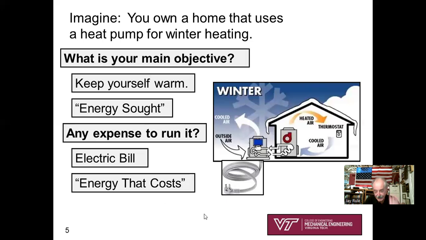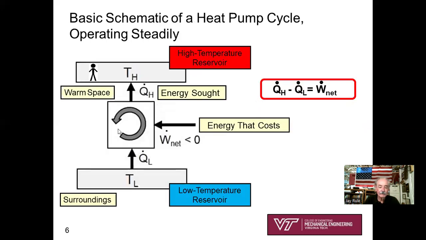Back to our schematic. Let's label energy sought and energy that costs to keep ourselves on track. Here's our schematic. Here's U, the stick figure in the warm space. The surroundings, low temperature reservoir. Energy sought: it's up here. It's Q dot H this time, going up to the high temperature reservoir. Energy that costs, same old thing for a refrigeration cycle: the power it takes to run the thing. As a courtesy, I've written down the first law for steady operation of a system operating in a cycle: Q dot H minus Q dot L, the difference between those two, is W dot net.